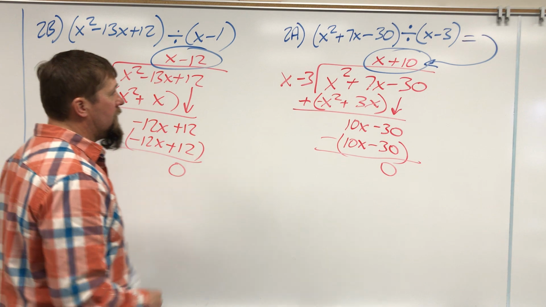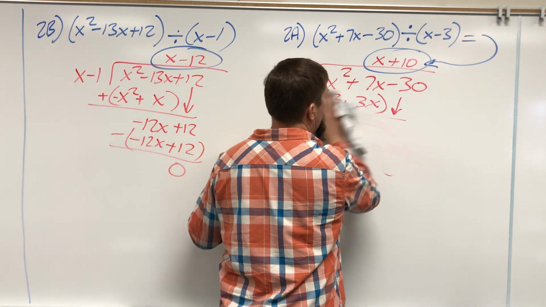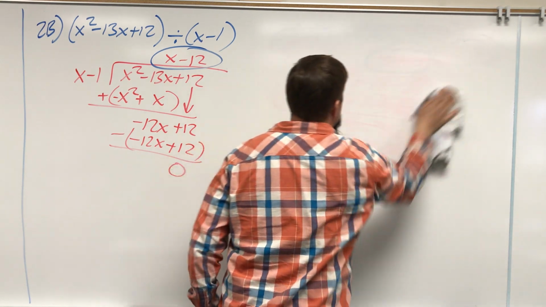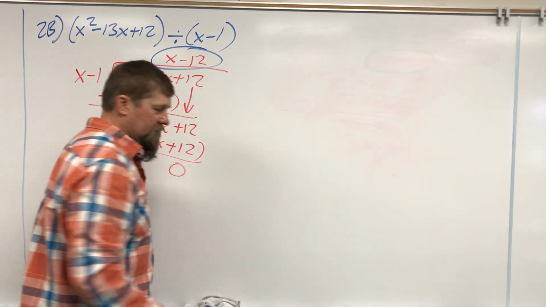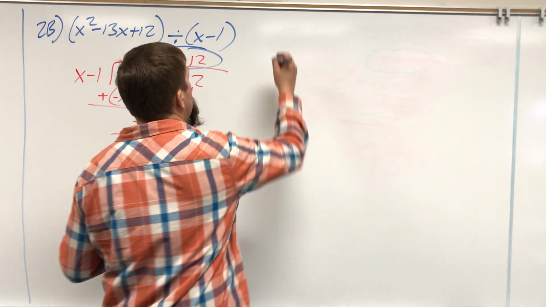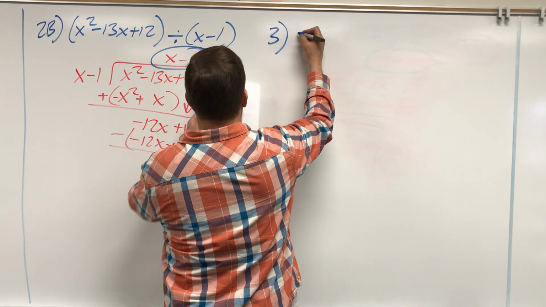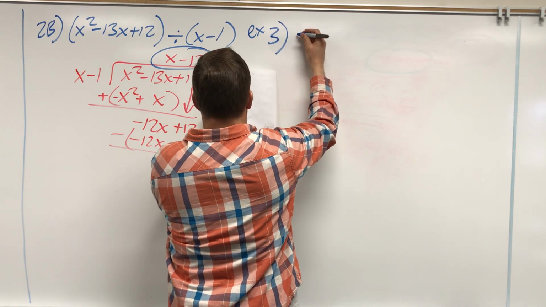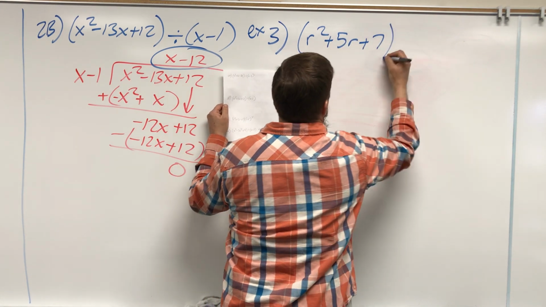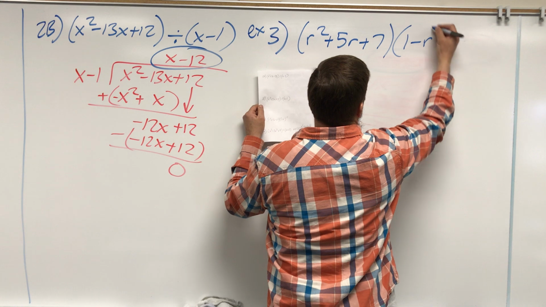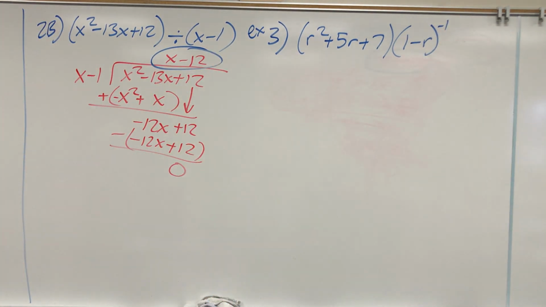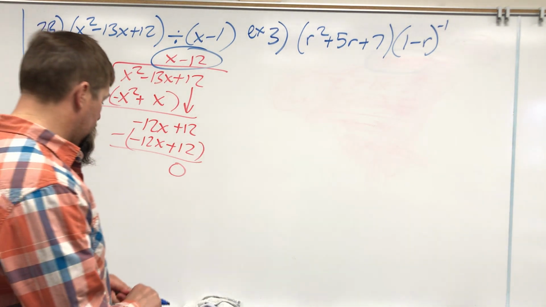Now, let's go over a couple more that are a little more, they're not tricky. It's the same process, just got to be careful of certain things. Number 3 in your book, example 3, is r squared plus 5r plus 7, but this time we're multiplying by 1 minus r to the negative 1. So it's just like that one we did in example 1, where you're multiplying by the reciprocal.